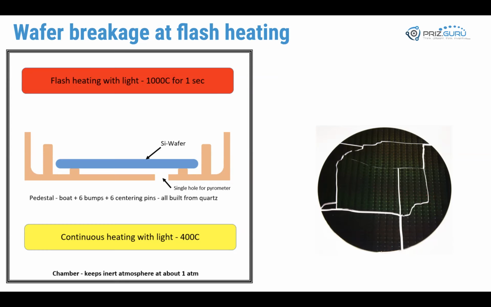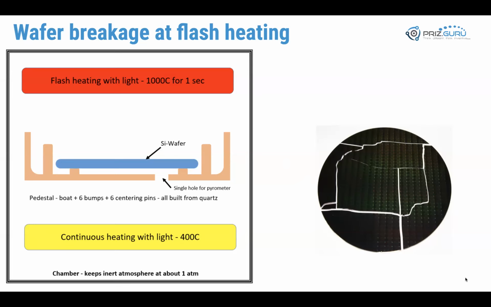Alex, you can show the chamber with a cursor, just with a cursor. The chamber has a pedestal made from quartz, and a wafer is located on the bumps. And there are some centering pins. There is a lamp light, bottom light, which is working constantly, providing 400 degrees centigrade. And there is a flashlight, upper light, which should heat the wafer up to 1000 degrees centigrade for 1 second. And what happens is that not all wafers, but sometimes wafers become broken. And it's not good. It's a very big problem.